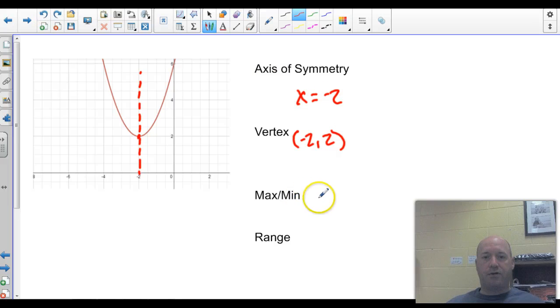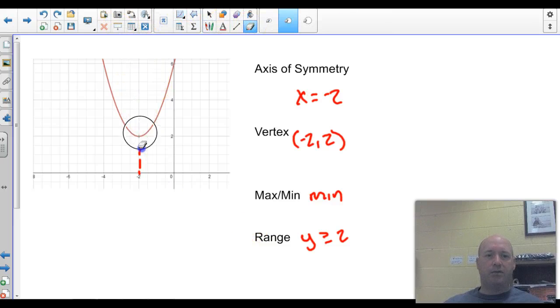Now, is the vertex a max or min? Once again, the vertex is the bottom point of this parabola. It's a min. Okay? What's the range? Same thing. It opens up, greater than or equal to 2. And that's all we're doing here to find vertex and axis of symmetry and to finding all of these characteristics of parabolas when given graphs or equations.